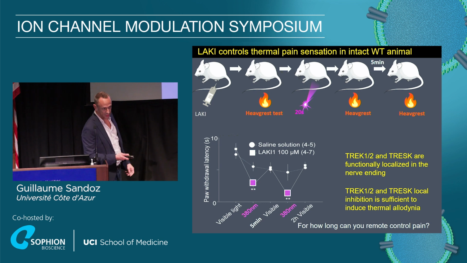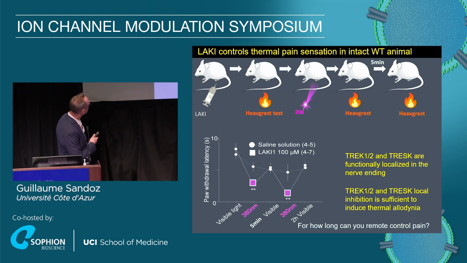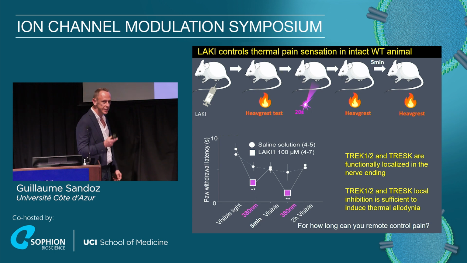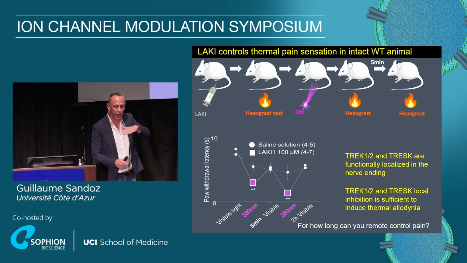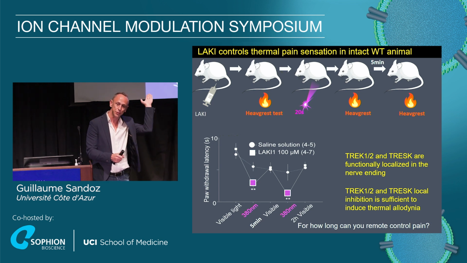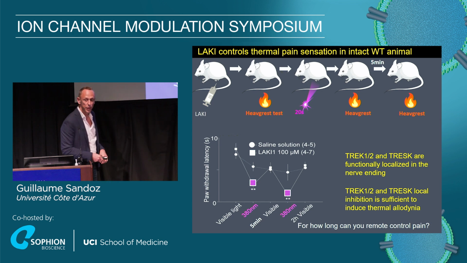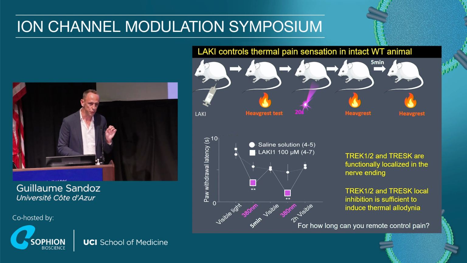We did exactly the same experiment. At the beginning, you can notice that there is no effect of LACI in the dark. But when we shine the light at 380 nanometers for 20 seconds, now we have a hypersensitivity of the animal, meaning the paw withdrawal latency, because this time we didn't look at how much pressure you have to put on the paw, but we looked at how long it takes for the animal to withdraw his paw when you have a stimulus which is 42 degrees Celsius. And at the end, if you wait 5 minutes, again, you are able to go back to normal.